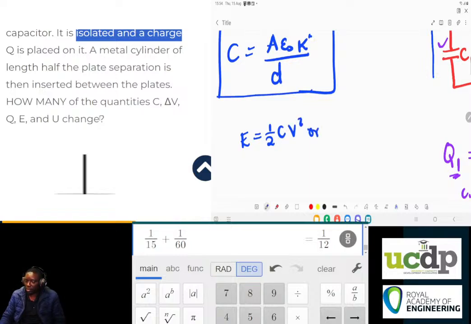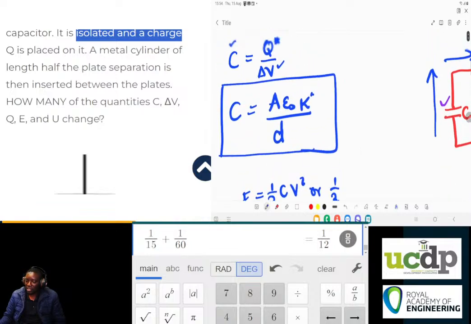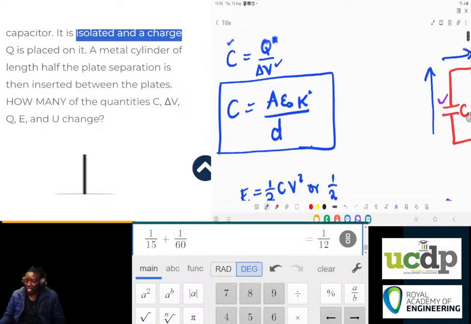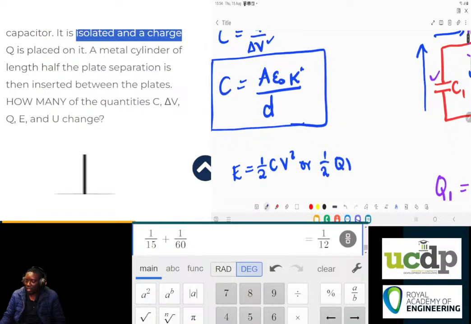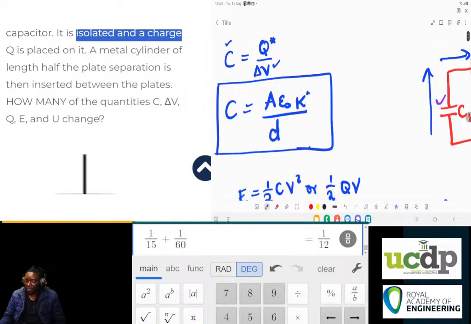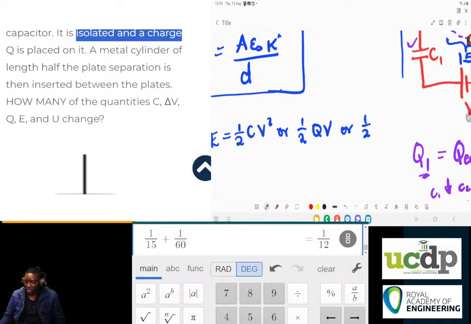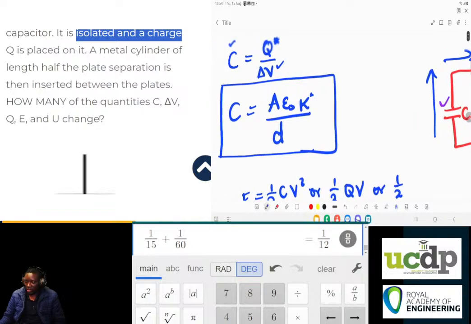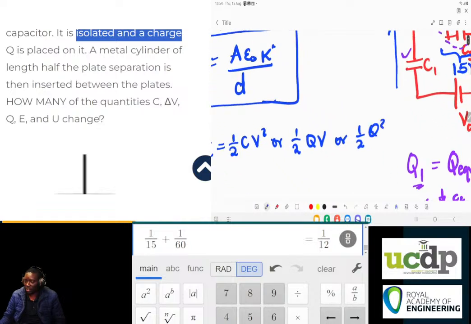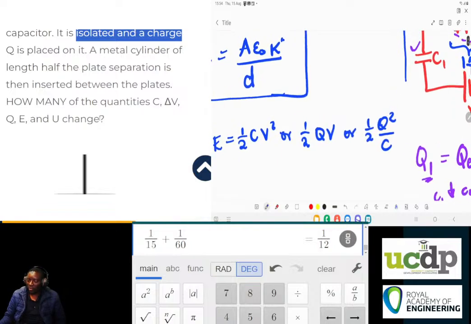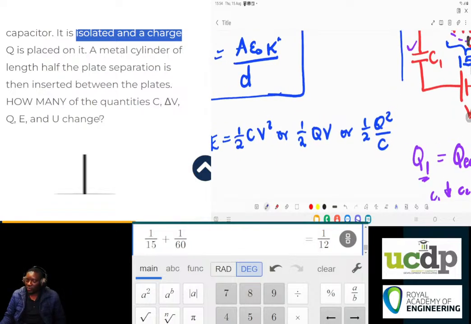I forgot that one. Okay, half CV squared or half QV, right? Or, if we substitute for V there with Q over C, half Q squared over C. So these are the different variations of our formula. Now, because we have said Q remains the same, but V is changing here, will E not change according to this?